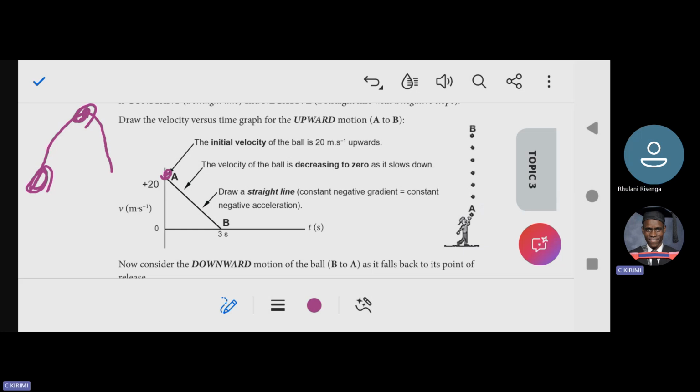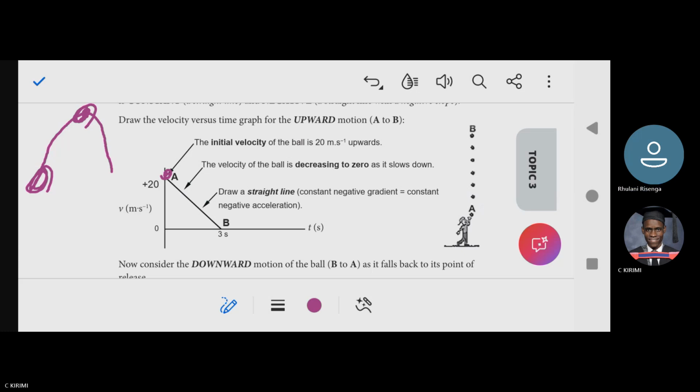Which means after 3 seconds, the ball reached the maximum height. So that one is the maximum height. Is it clear?